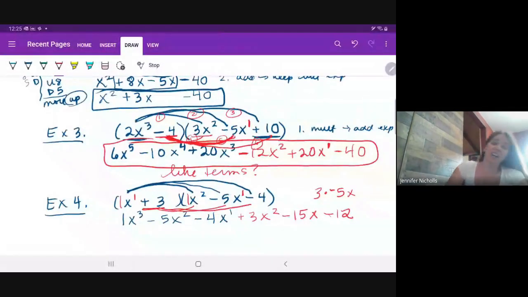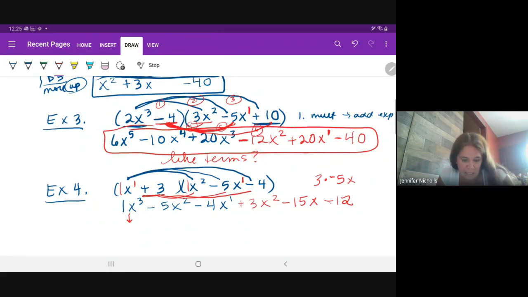Okay, now there are like terms, but they're not the second and the third one. So with this, what I usually do is I go by exponent. So you see how this one doesn't have a like term? I just bring it down to the next row. Now remember on step 2, you keep your like exponent when you're adding. Okay, so my question is, who is a like term with negative 5x squared?